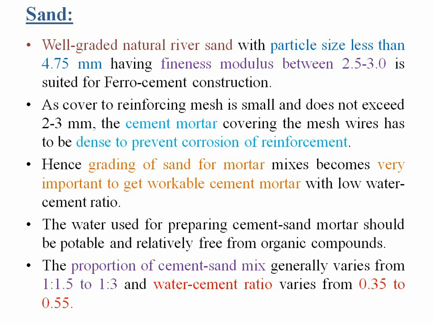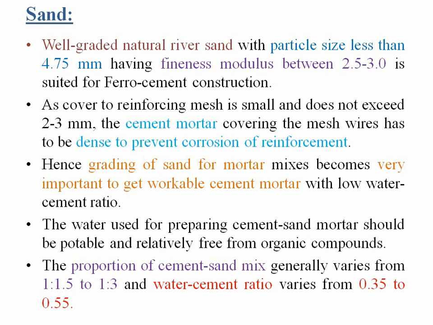The water which is used for preparing cement and mortar should be potable water and should be free from any organic compounds. The proportion of cement to sand mix generally varies from 1 is to 1.5 to 1 is to 3. That is, 1 is cement and 1.5 is the sand. So the cement sand proportion may vary from 1 is to 1.5 to 1 is to 3, and the water cement ratio can go from 0.35 to 0.55.